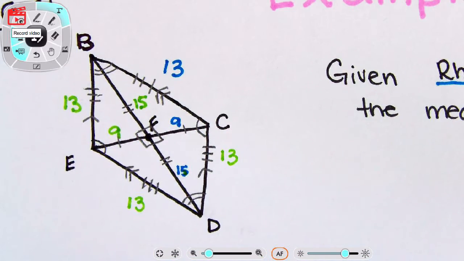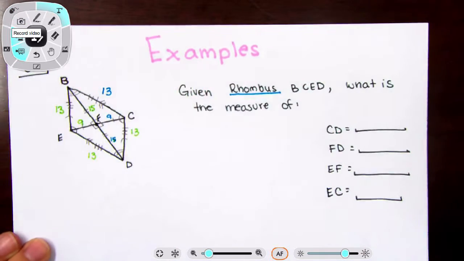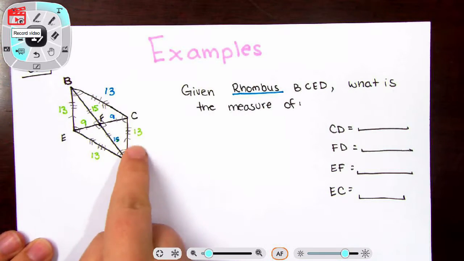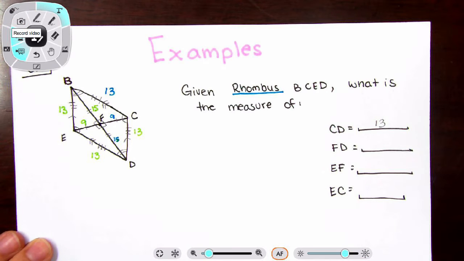So let's answer some of the questions that they give us. What is the measure of CD? Well, CD is 13. What is the measure of FD?